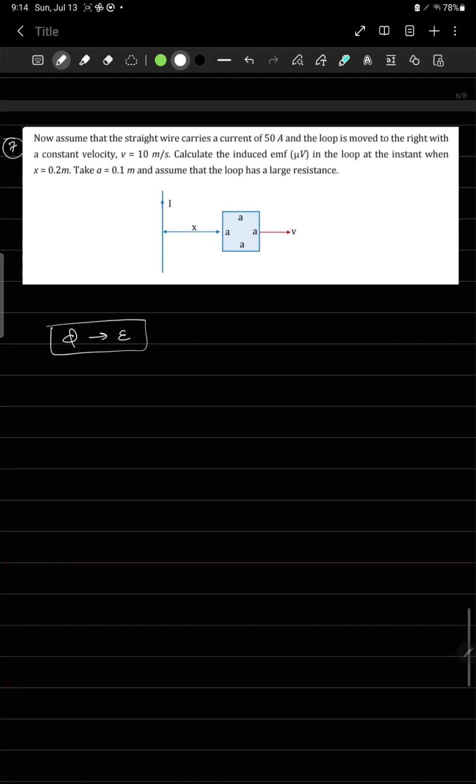Another method is that we need to find the induced EMF at this instant. So at this instant we can see there's a loop here which is moving in this direction. So there are P, Q, R, S, four wires present. QR and SP are in the direction of velocity, so that means there will be no induced EMF across QR and SP. So EQR equals ESP equals 0.